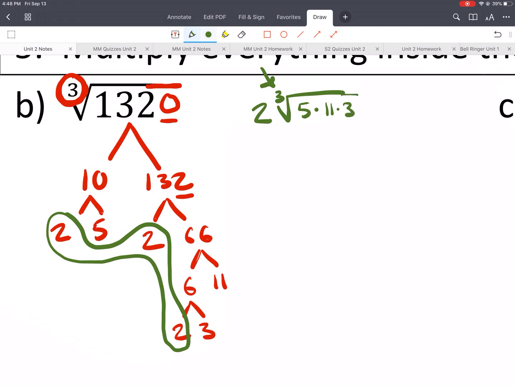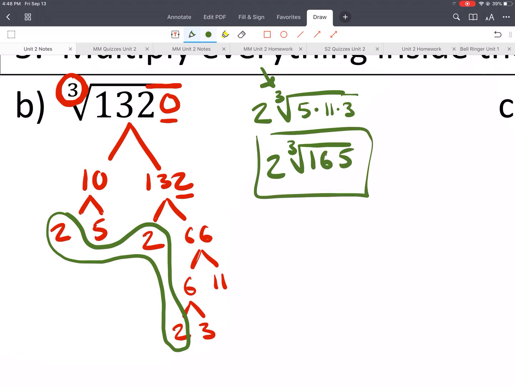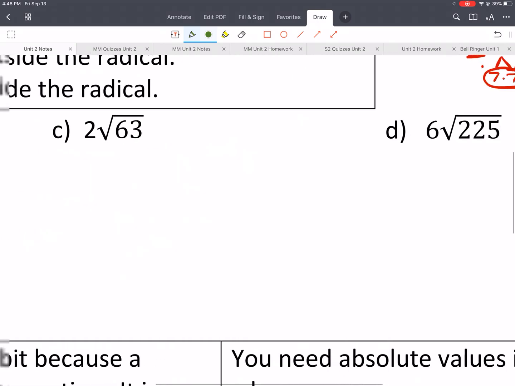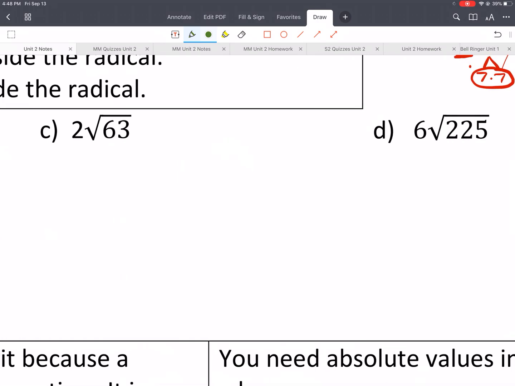Okay, so that gives us 2 cubed root of 165. All right, so if you can, pause C and D and do that yourself.